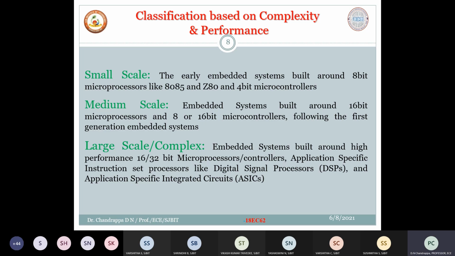And then we come to the medium scale, the next sub-classification from complexity and performance. These embedded systems are built using 16-bit microprocessors, and 8 or 16-bit microcontrollers are also used, and it follows from the first generation embedded system. That is what they introduced during this; we can build the microcontrollers in this medium scale.